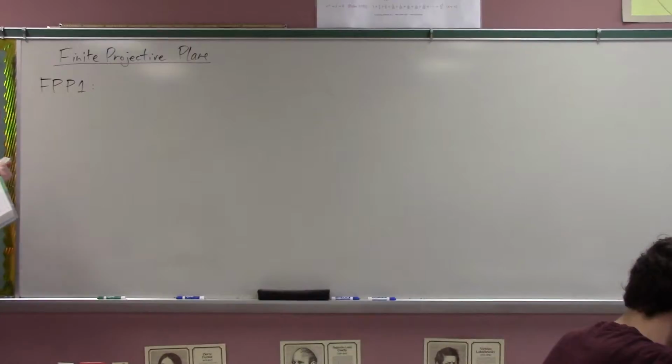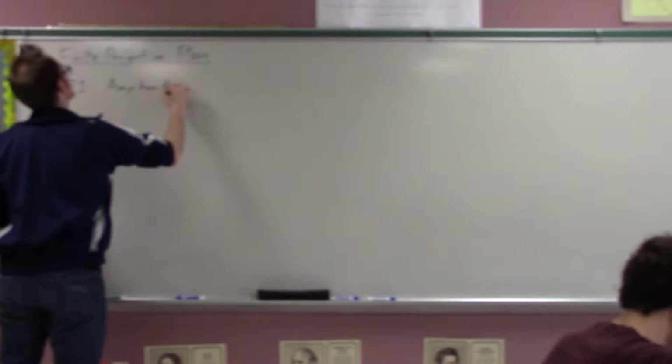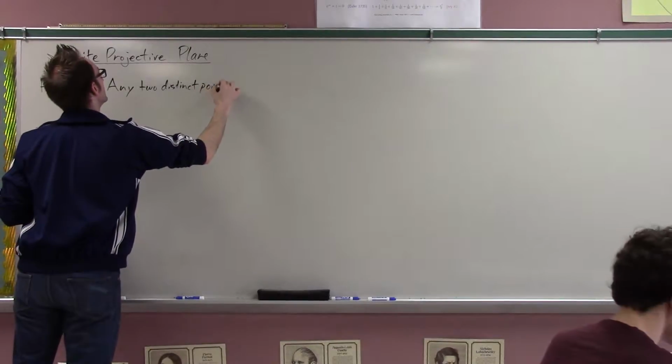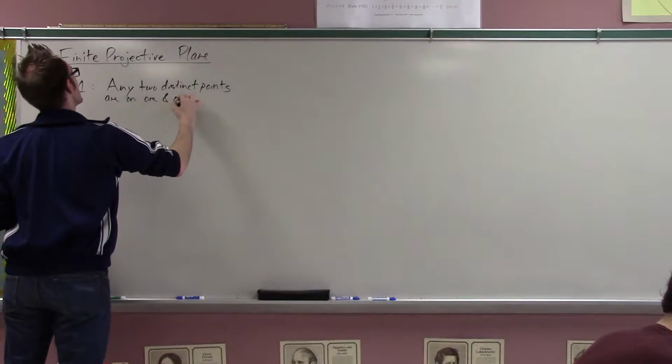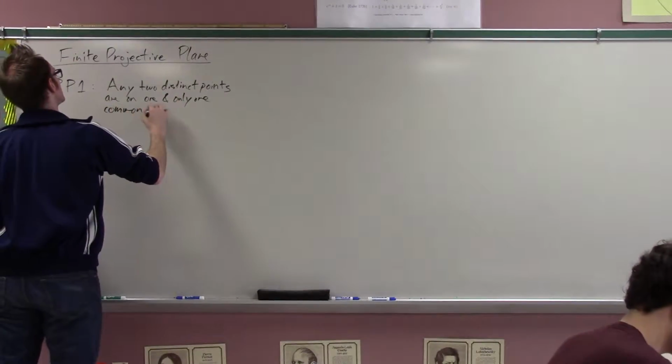FPP1 says any two distinct points are on one and only one common line. Any two distinct points are on one and only one common line. Okay.